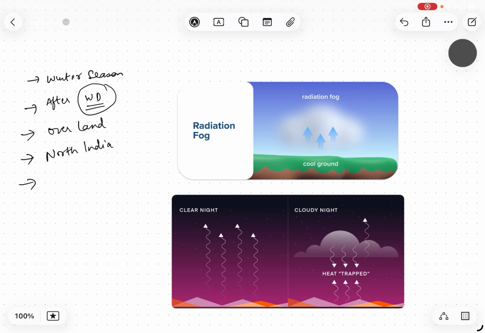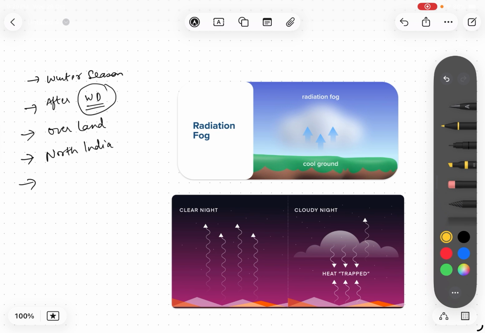So it happens at night. What really happens is, if I draw it here, at night the sun is gone, so now the land starts to get colder, right. So the air in contact with the land also gets colder, and it saturates to a point that it starts to condense. So it basically goes below the dew point, and that is how the fog is formed.